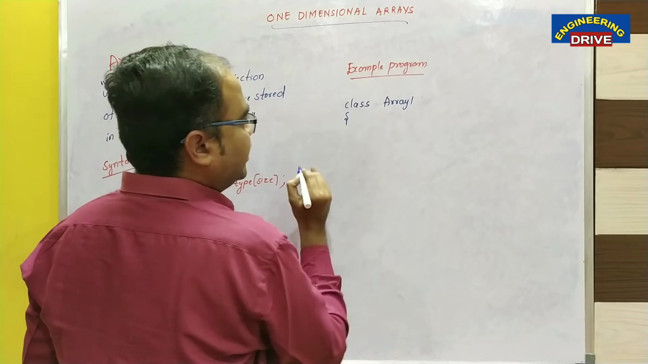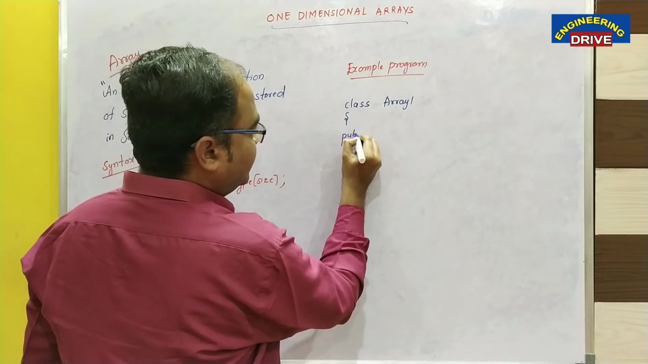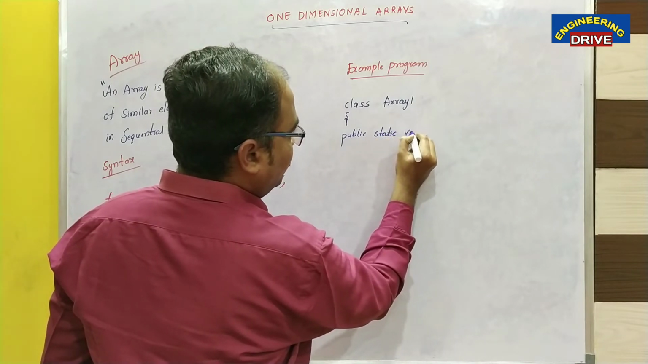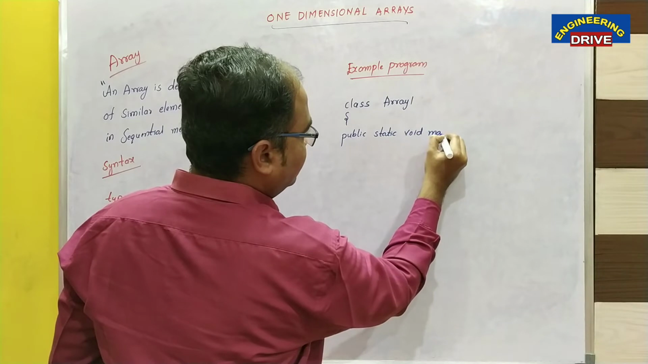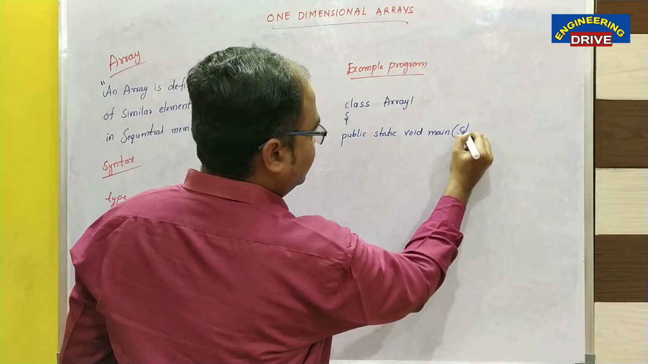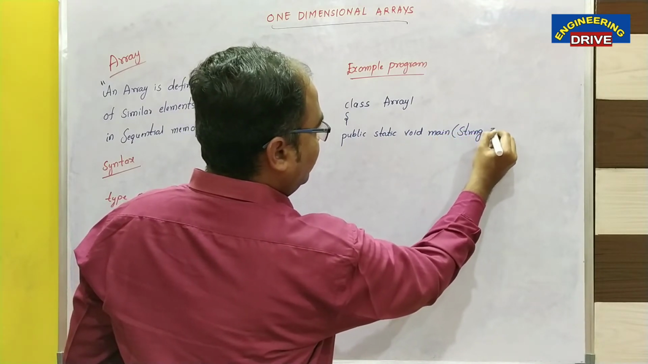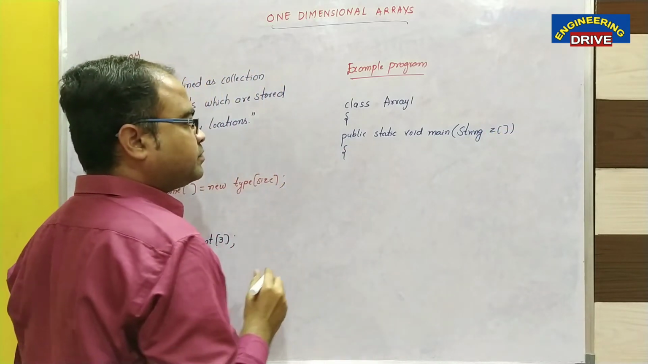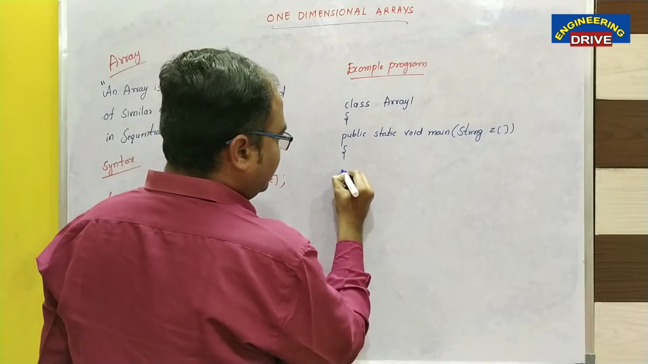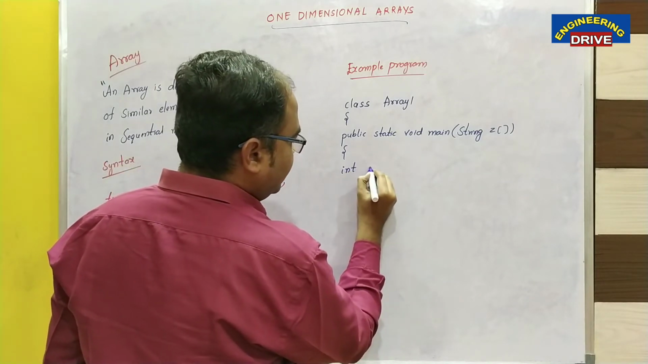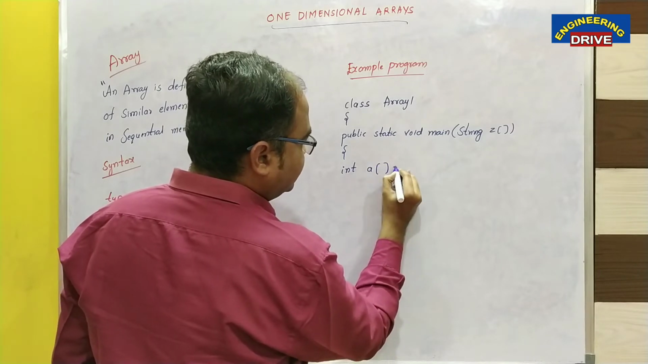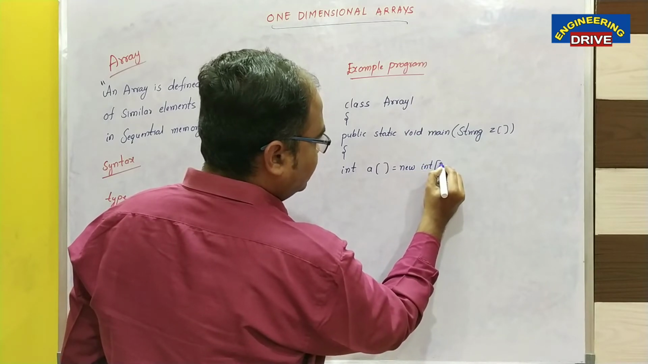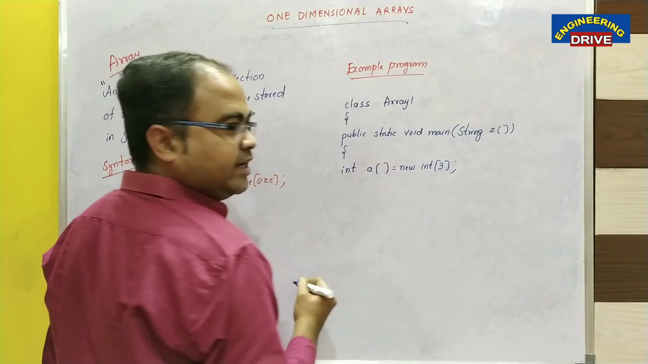Every Java program starts with a class, and let us take the name of the class as array1. Next, public static void main, String class and argument. Next, let us create an array of int data type: int a[] = new int[3]. So the size of the array I have taken is 3.